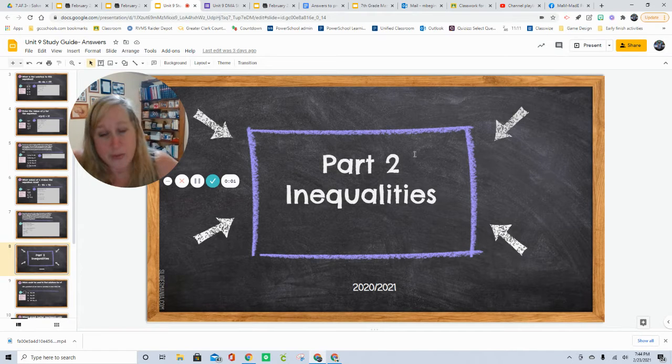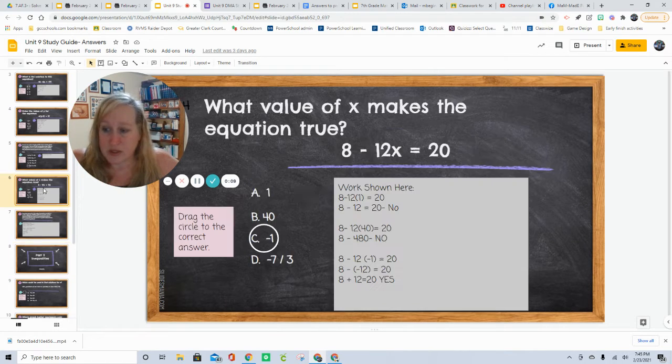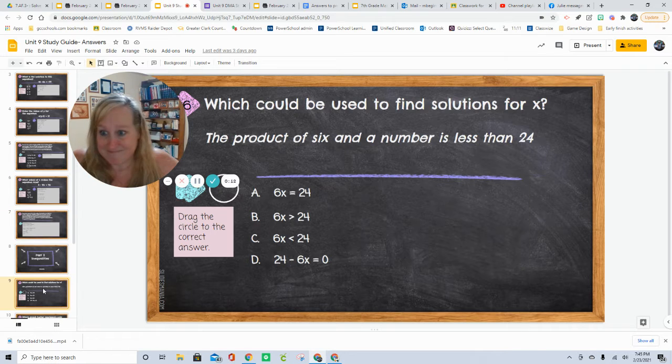All right, here we go. We're going to do part 2 of Unit 9 Study Guide. These are the answers that you're supposed to come back and check. We're going to start with this one, and it says, which could be used to find the solutions for x?